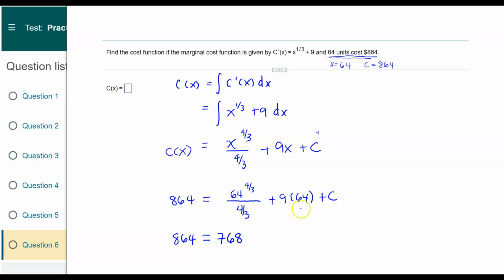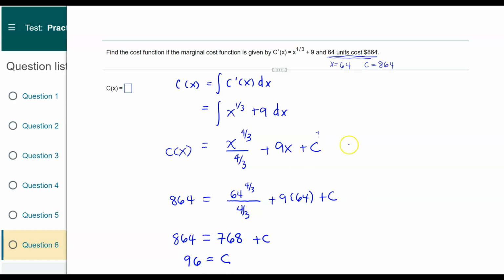Plugging this into your calculator and simplifying, you get 768. So this is the value you get, plus c. Then you transpose this to the other side of the equation, and you'll be able to find the value for c. C is 864 minus 768, which is equal to 96. So we have c equal to 96.